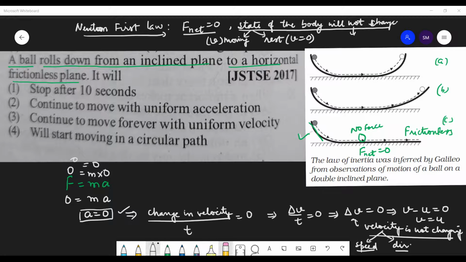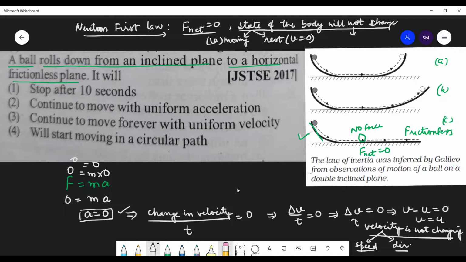Which property of the body is not allowing the body to change its state if the net force acting on it is 0? We discussed it in the last class. Which property of the body is not allowing the body to change its state? What do we call that? Inertia of the body. Yes, very good, Nidhi.